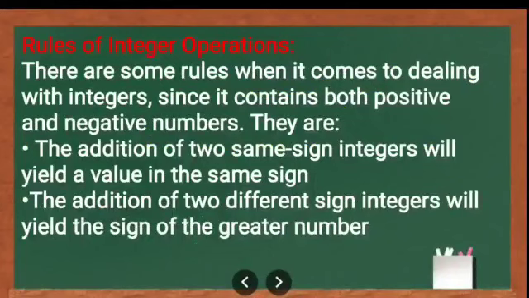Let's discuss it simply. The first one, addition of two same sign integers will yield a value in the same sign. If you add any two integers with the positive sign, then the answer will also be positive. If you add any two integers with the negative sign, then the answer will carry the negative sign. The addition of two different sign integers will yield the sign of the greater number. This also we have discussed. If the integers have two different signs, then you have to find the difference and put the greater number's sign.